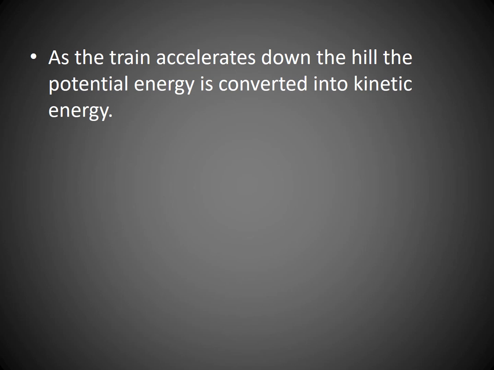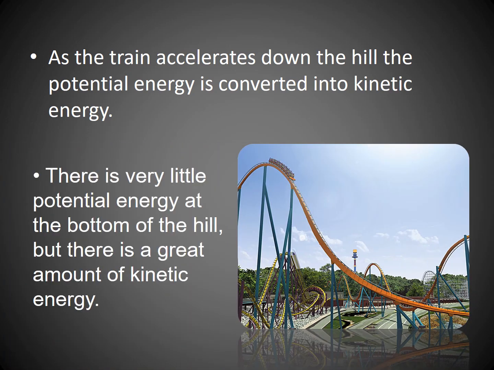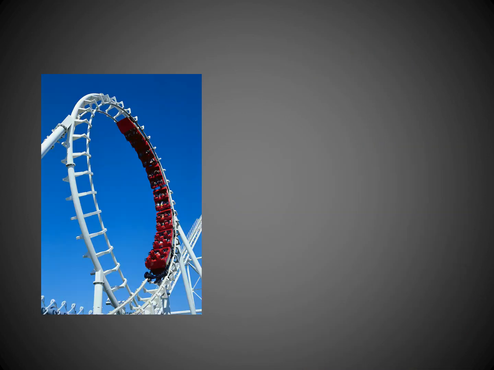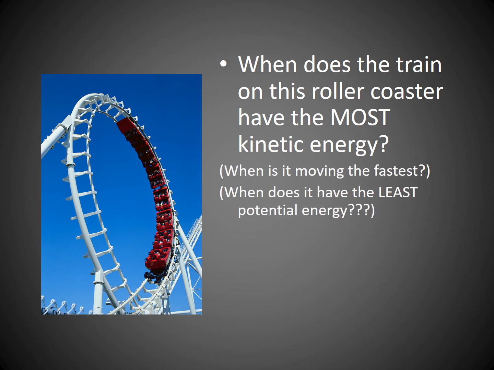As the train accelerates or speeds down the hill, the potential energy is then converted into kinetic energy. There's very little potential energy at the bottom of the hill because that's where it's going its fastest, so that's when there's the greatest amount of kinetic energy. When does the train on this roller coaster have the most kinetic energy? The most kinetic. So when is it moving its fastest? When does it have the least potential? You said at the bottom of the hill, you're absolutely right, because that's when it's moving its fastest.